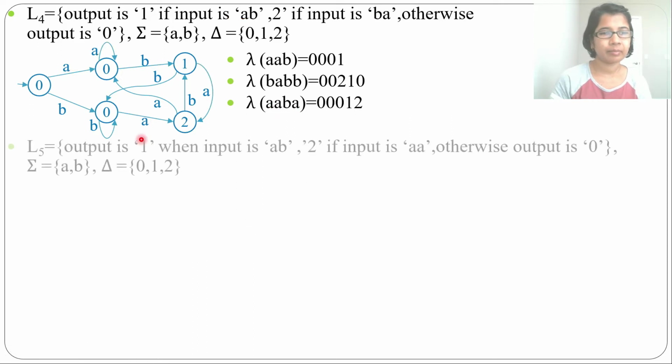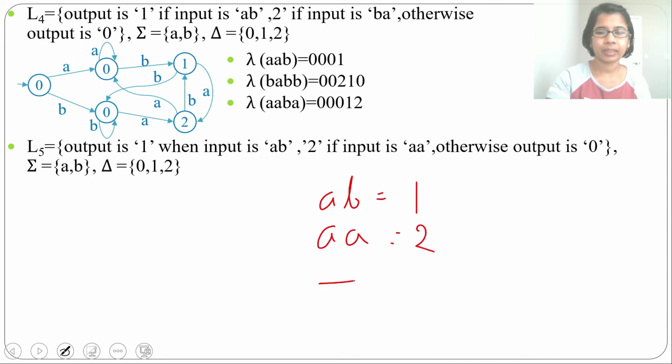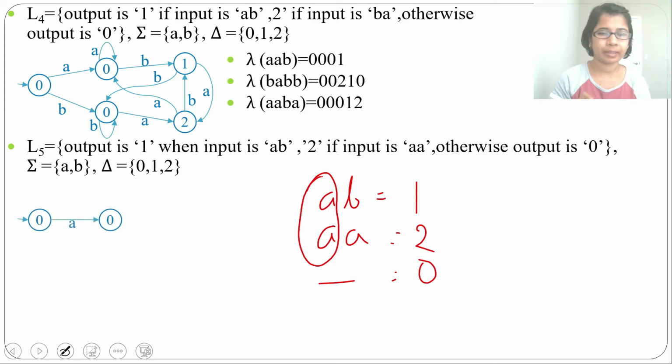Let's see the next example. Here the output is 1 when the input is AB, output is 2 if the input is AA, otherwise the output is 0. Here the input symbols are A, B, the output symbols are 0, 1, 2. 1 for AB, 2 for AA, otherwise 0. So here for AB it is 1, for AA it is 2, and for the rest it is 0. You can mark that in these two, A is common. So what you can do, you can just create one state and from that you can make transitions.